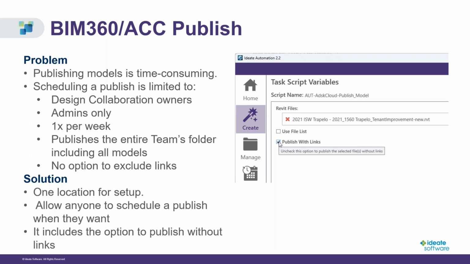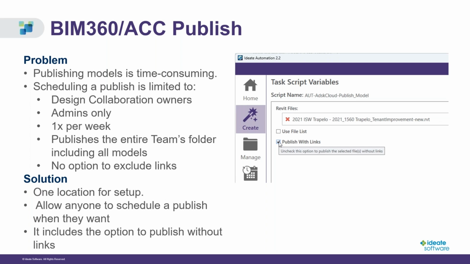So we talked briefly about publishing. So publishing to BIM 360 ACC cloud. In order to do that, you need to be a design collaboration owner to set up that schedule task. You need to be admin. You also need to do it once. You can only do it once a week. So these are the problems that currently exist. And also it publishes the entire team's folders, including all the models that are in there. And there is no option to exclude links.